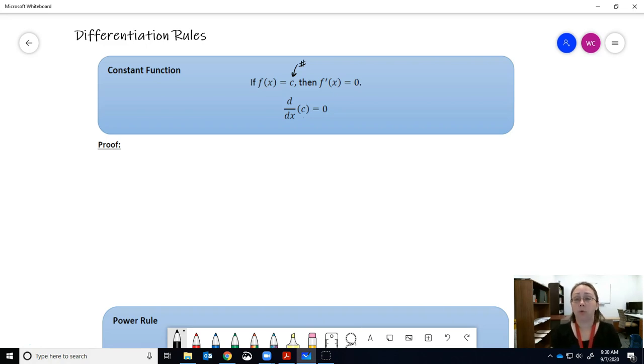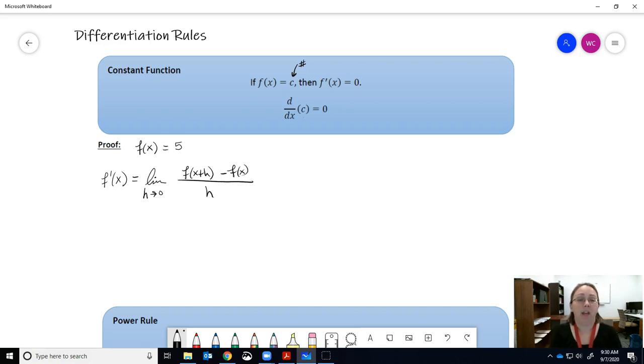Now, why does this rule happen? Well, let's do the proof. So if f of x equals, well, what's your favorite number? You can put whatever you want here. I'm going to put 5 because I have a 5-year-old. The derivative of that function, the constant function 5, we're going to find by using the limit definition. I'm going to prove to you that it's equal to 0. So the limit as h goes to 0, f of x plus h minus f of x all over h.